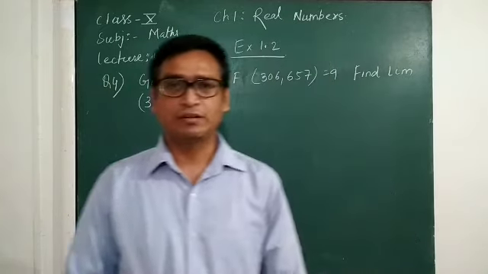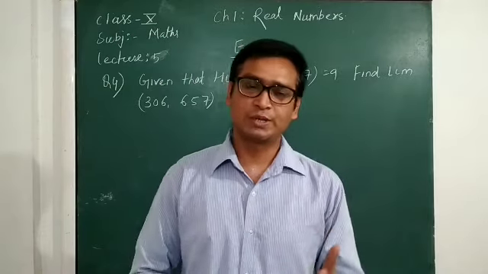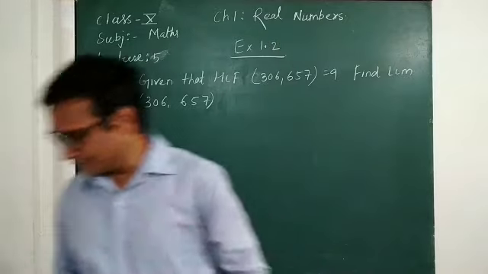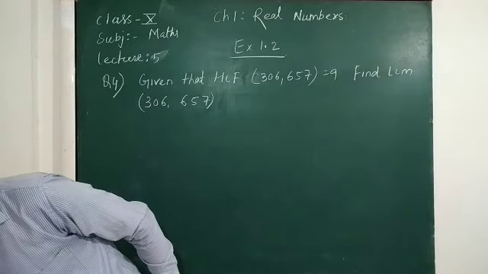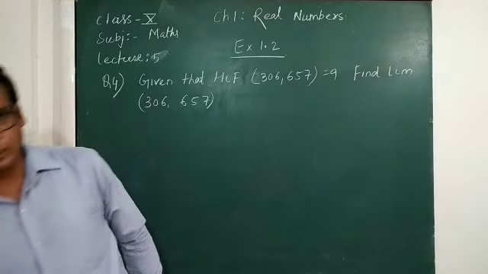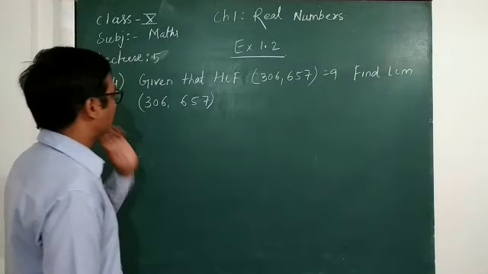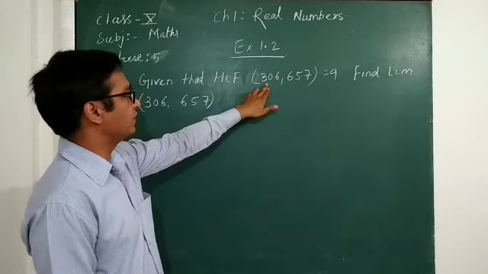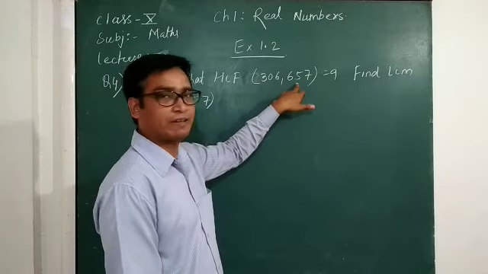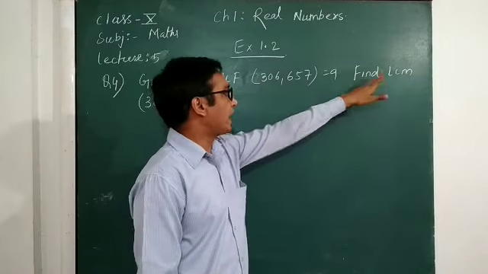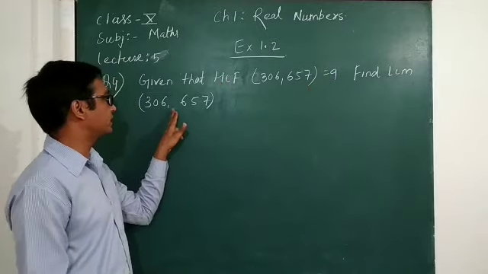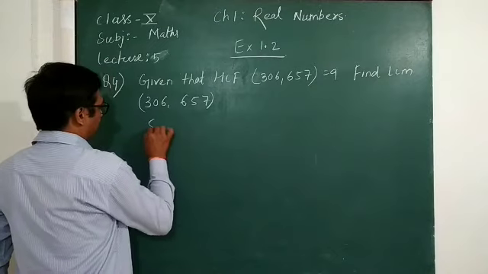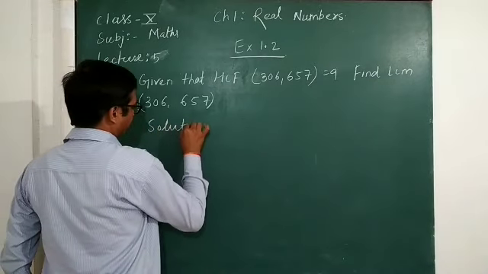Now in this lecture, we will resume the questions which we have not done in lecture number 4. So in this lecture, we will solve question number 4. First, it is given that HCF of 306 and 657 is 9. Find LCM of 306 and 657. So first let us start with the solution.